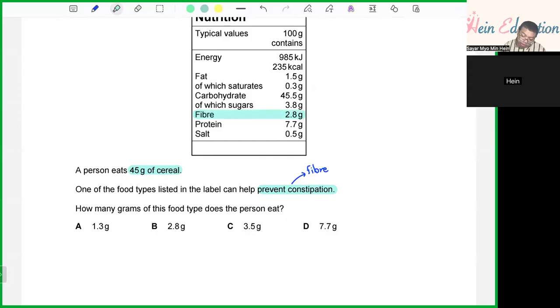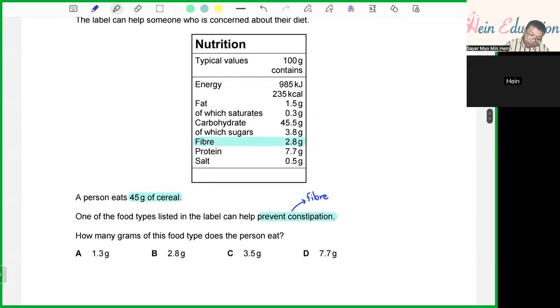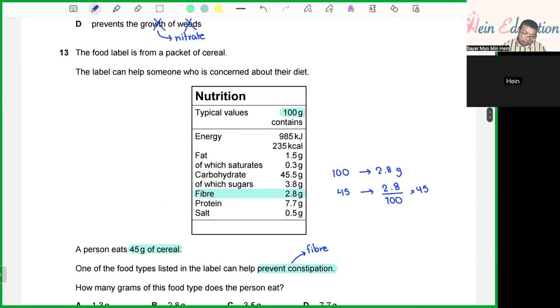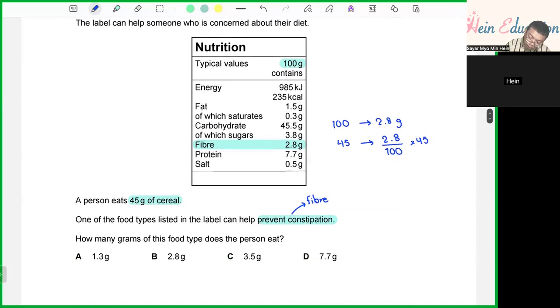And then how many grams of this food does the person eat? In the food package label, it is about 100 grams. So meaning that in 100 grams, you get 2.8 grams of fiber. So if a person eats 45, then you have to use 2.8 divided by 100 times 45. So the answer gives you 1.3 grams. So the answer is A.